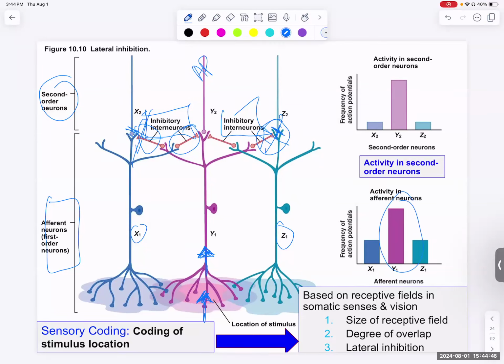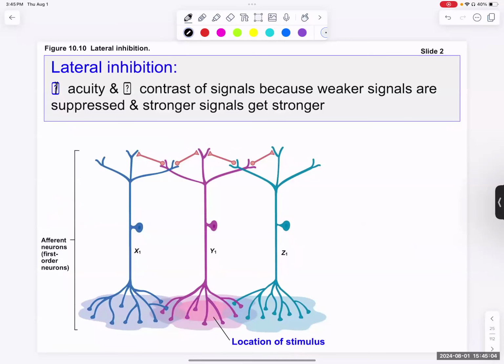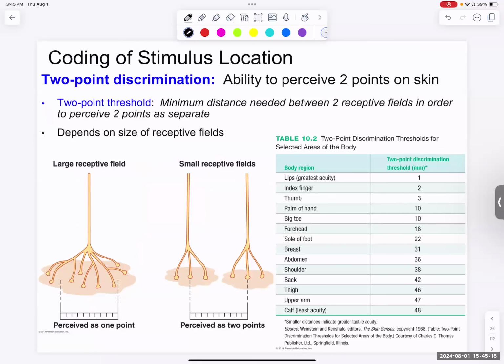And so that's what this is all about, right? So you're increasing the frequency of action potentials here on Y by inhibiting the release of neurotransmitters in these two pathways in the second order neuron. So this is going on in the second order neuron. Lateral inhibition is going to increase acuity and increase the contrast of signals because it's drowning out weaker signals and kind of amplifying the stronger sensory.